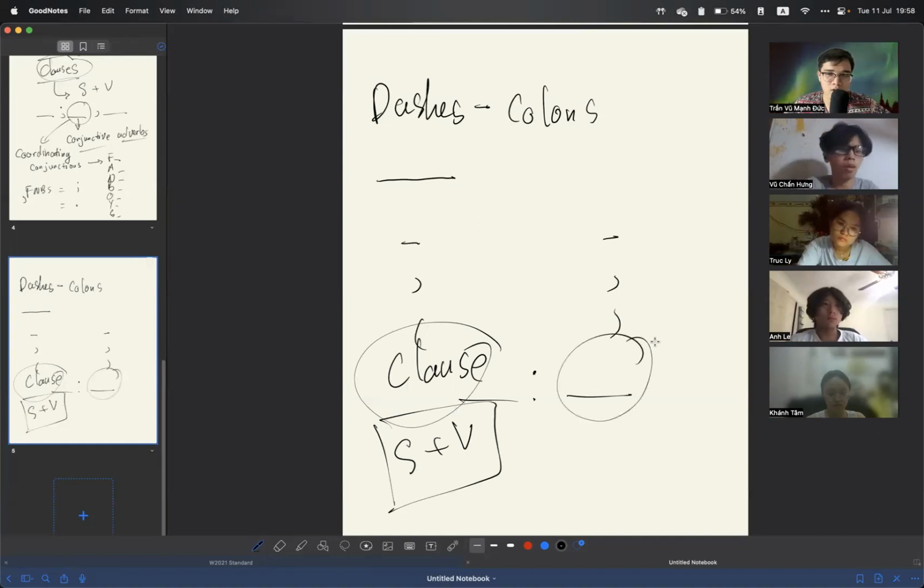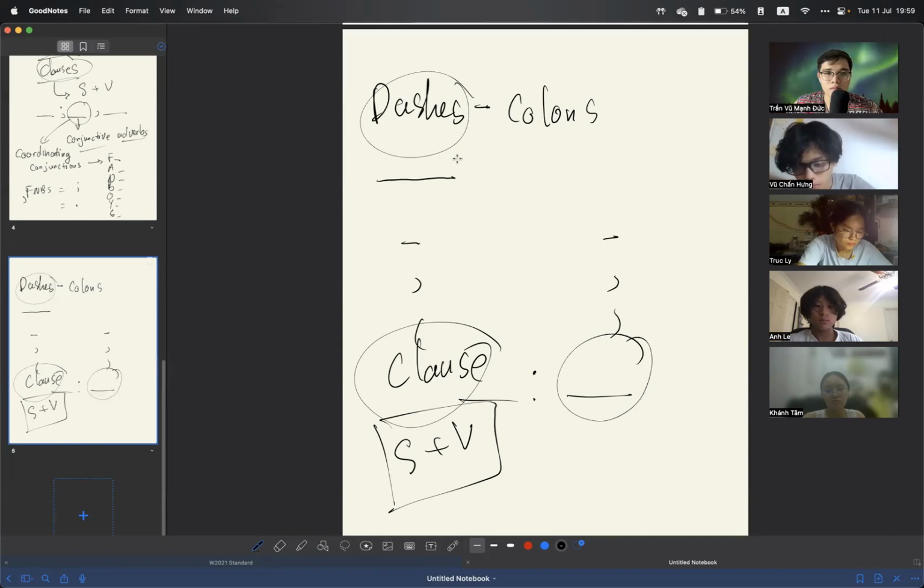What can you put after a colon? The list. You can put anything after a colon. All right. Great. So recap, dashes: it's basically like an open bracket or a comma.